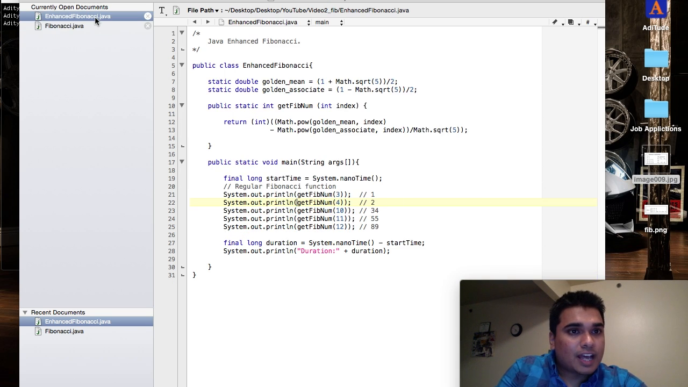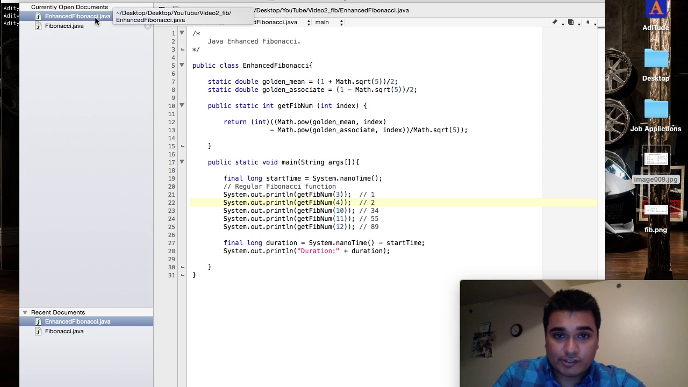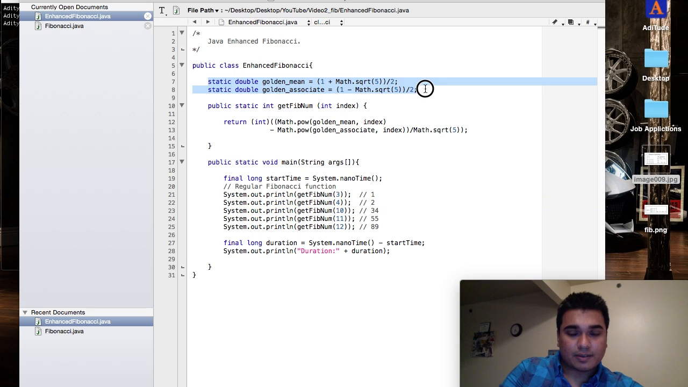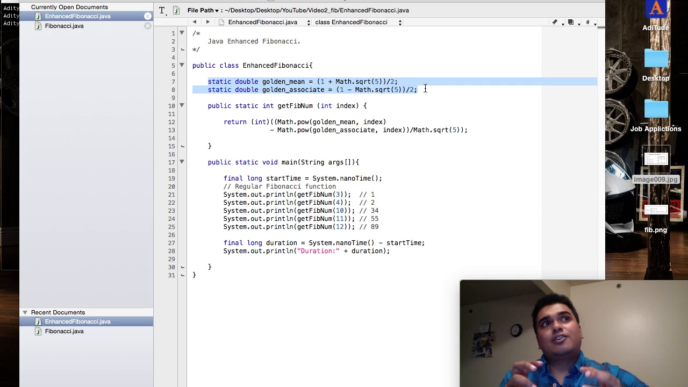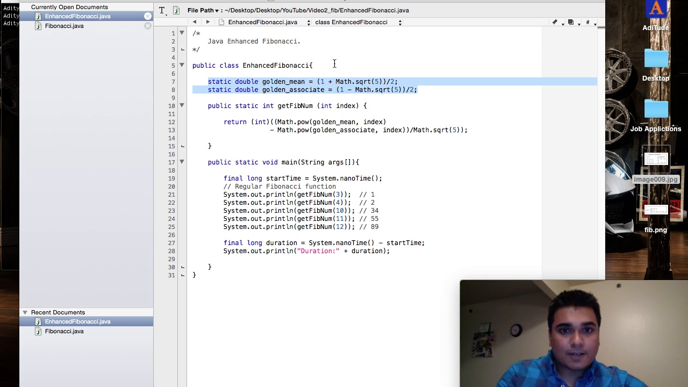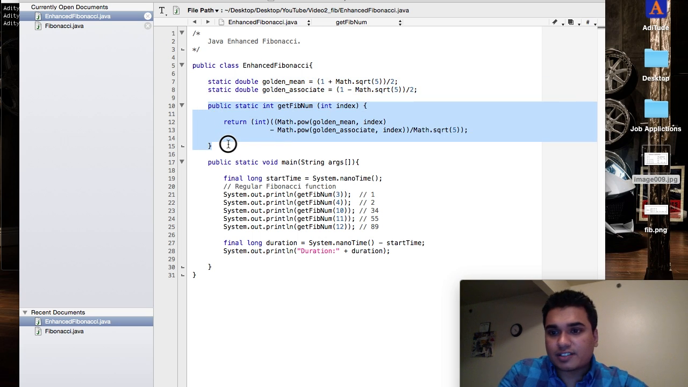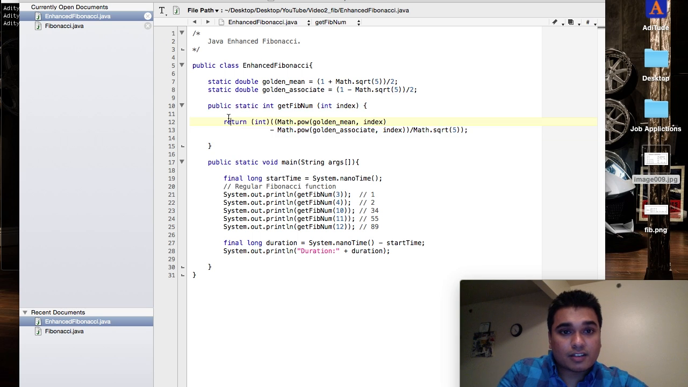Now, similarly, we have a program called Enhanced Fibonacci. Now, this uses a formula that was derived using some really cool exponential series generating function. If you guys don't know what a generating function is, you can always look it up, and I'll make another video in which I will explain the proof of this formula. So basically, the formula is right here.